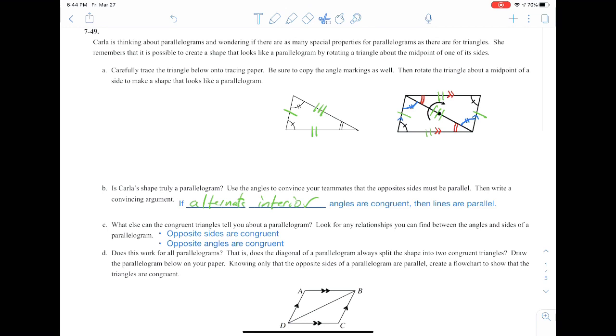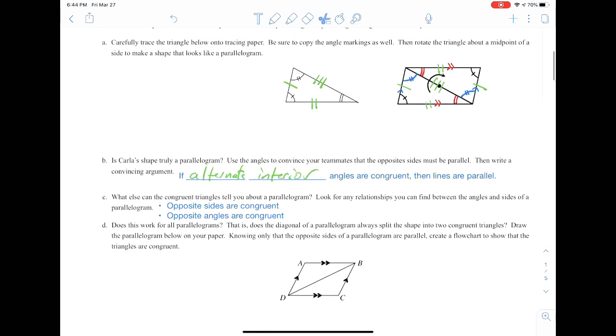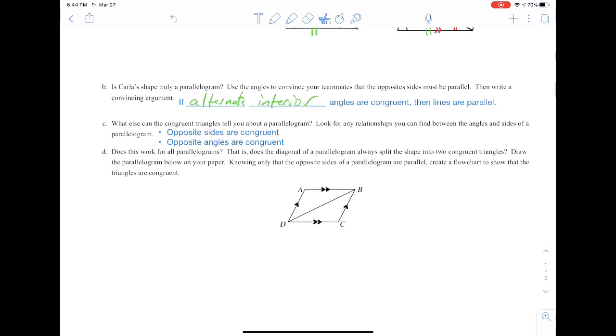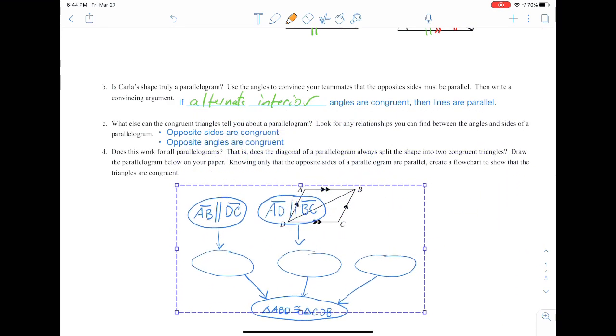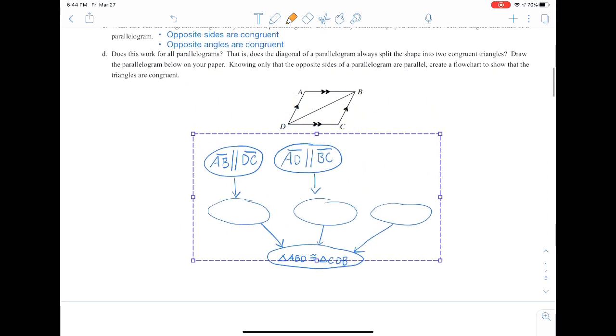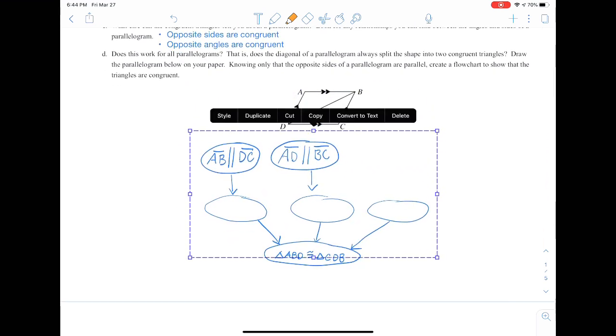Okay, we've answered A, B, and C. Now let's finish the problem with letter D. Go ahead and hit pause, read the problem, and give it your best shot. When you think you have it, hit play again. So hopefully you were able to come up with a flowchart showing that the two triangles are congruent. Here is one example of a flowchart you may have come up with that may be what you did or similar. Go ahead and copy this flowchart. Hit play when you're done.